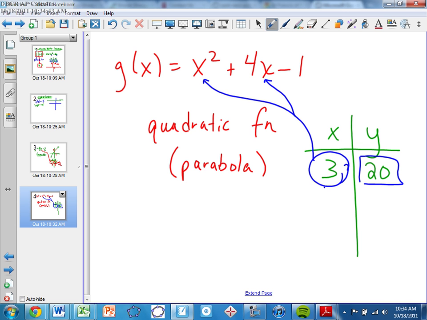Again, the question has to ask you what x is. If you're not given x or y, you can't do anything, right? So the question has to say, find the height of the function when x is 2. That tells you that x is 2. You plug the 2 in, and then you find your corresponding height. If we don't have that, you can't do anything else.